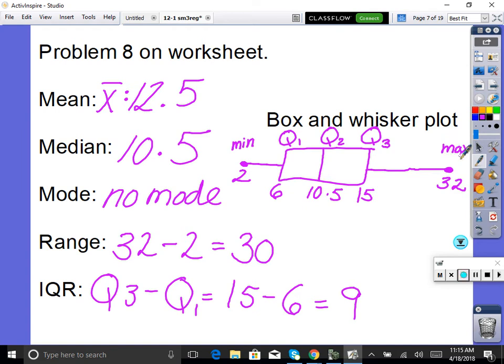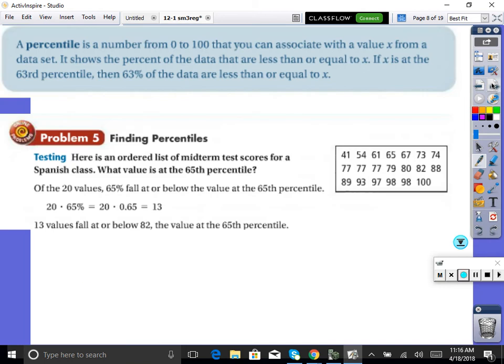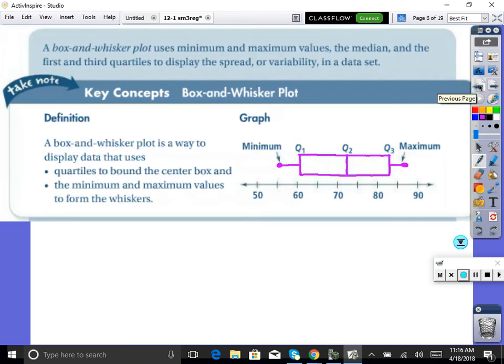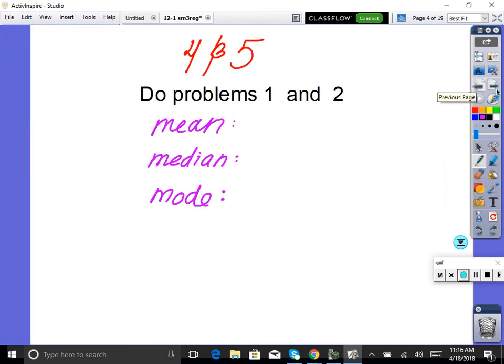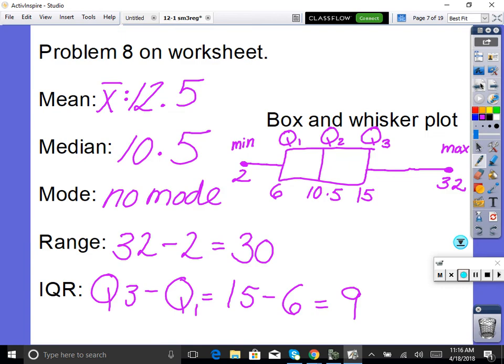Easy, right? So think about it. The closer my box and whisker plot is together, the more smushed in it is, the less spread out it is. True? Think about this. My range, the bigger it is, the more spread out the data is. Correct. Okay, cool. So what I want you to do is the whole front page. Do the whole front page, and I'm going to leave up this as an example.